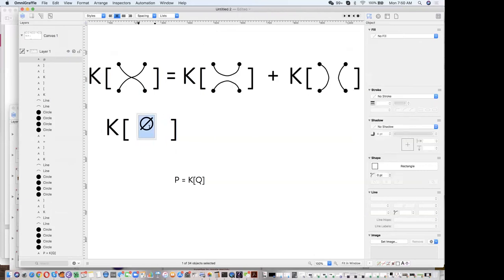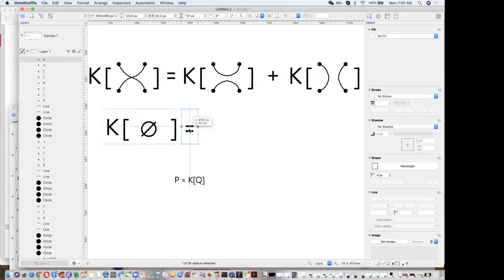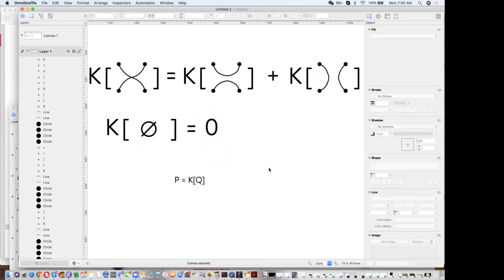So if I have the unknot, which I'm using this particular symbol to signify. So here's the unknot. So that is equal to 0. Okay, so that's the definition of the Kaufman bracket. Right? So now, what if I could represent a crossing as a process?